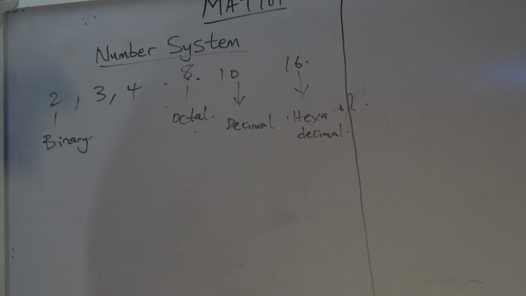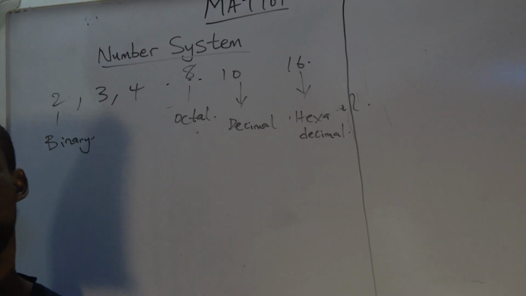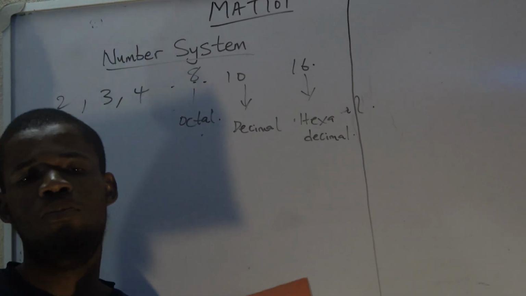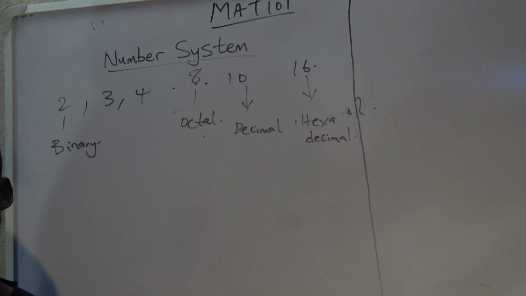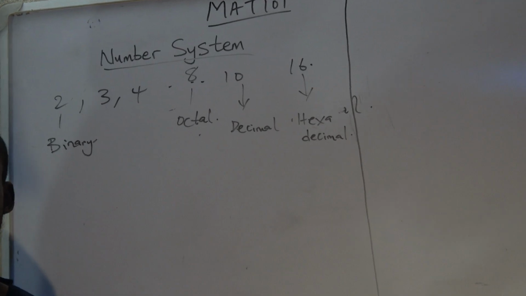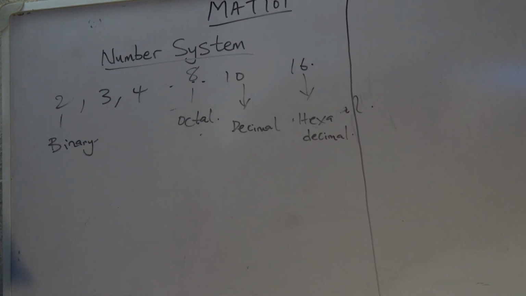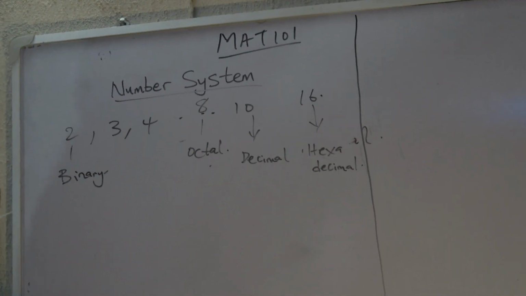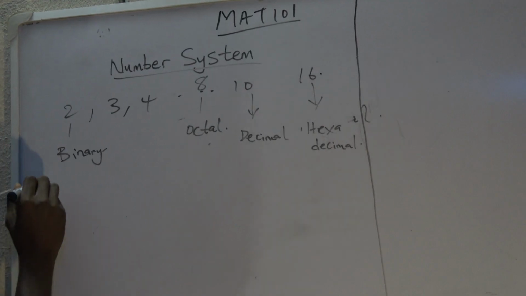So we are now going to look at conversion from one base to another. For example, let's look at conversion of base 10. Base 10 is the normal form every number is in. So let's look at conversion of base 10 to other bases, like base 2, base 8, and base 16. And now let's take example 1.